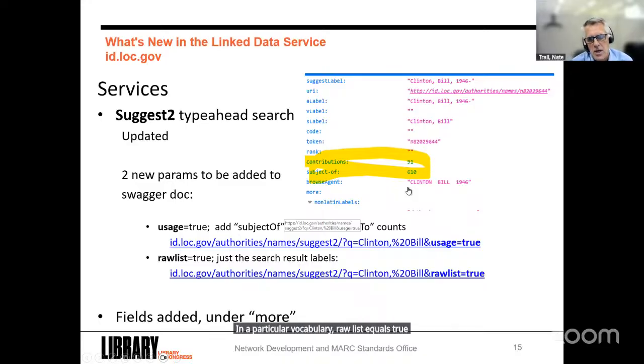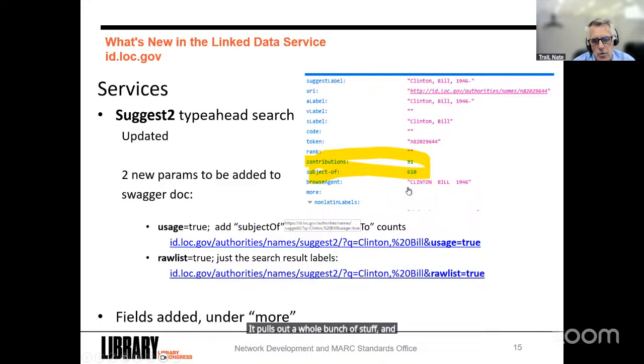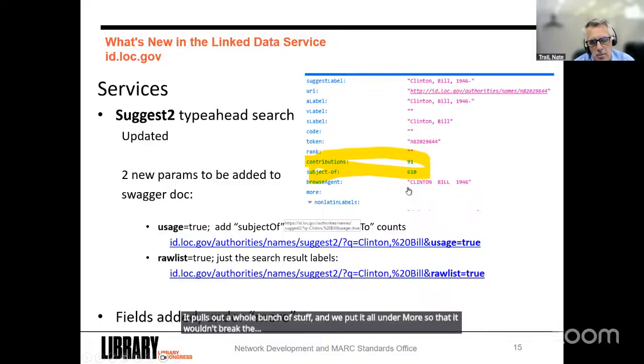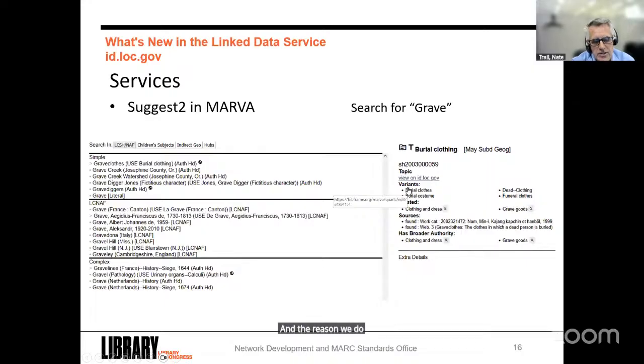And then we've added more and more fields to the payload of this record. So when you get a response, it pulls out a whole bunch of stuff, and we put it all under more so that it wouldn't break the top level for backward compatibility. And the reason we do this suggest service is so that in Marva and other editors, you can decide how what we have and how you're going to catalog something.